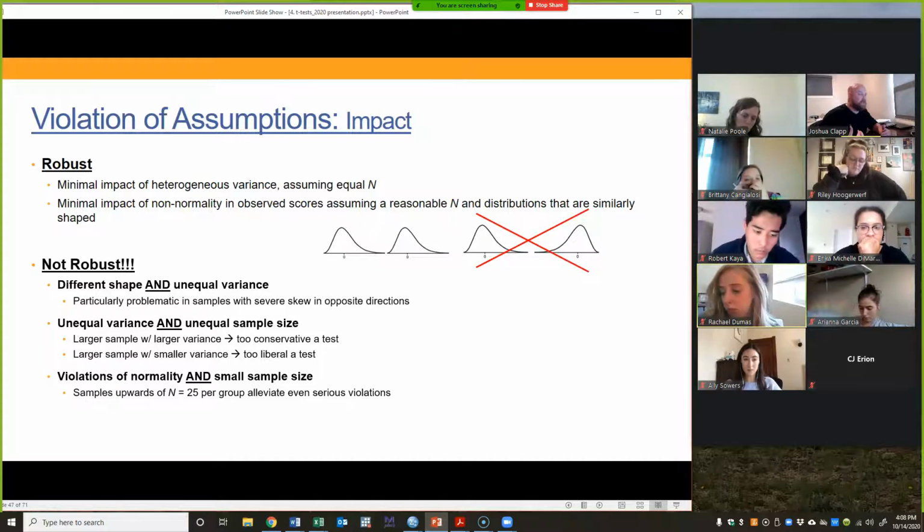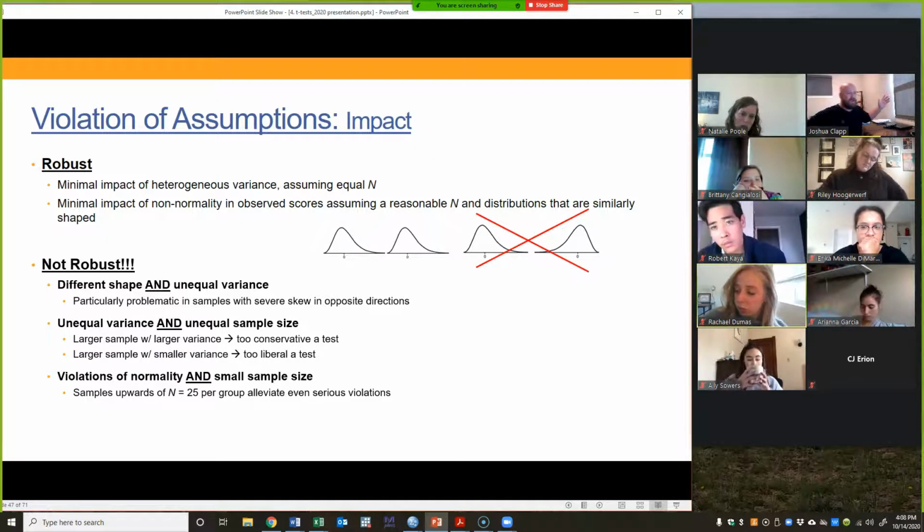This is particularly problematic if I've got skew going in opposite directions across my groups. In one sample, I've got my skew pulling one way. In the other sample, I've got my skew pulling the other way. If I have unequal variance and unequal shape, that starts to become problematic. If I have unequal variance and unequal sample size, that again starts to become problematic.